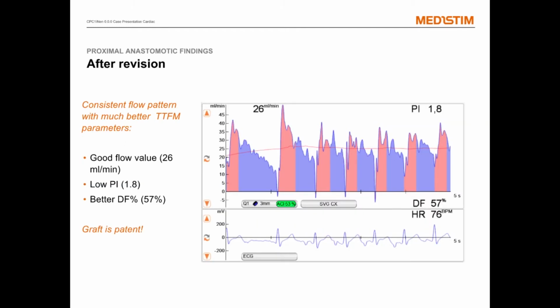After revision, TTFM was measured, and the flow pattern is consistent with improved flow parameters. Pulsatility index is very good at 1.8. Flow at 26 milliliters per minute is normal. Diastolic filling percentage is 57, which is also normal for this kind of graft.